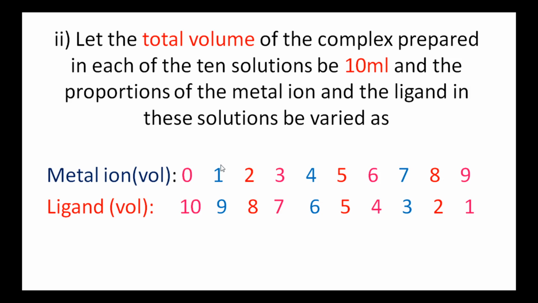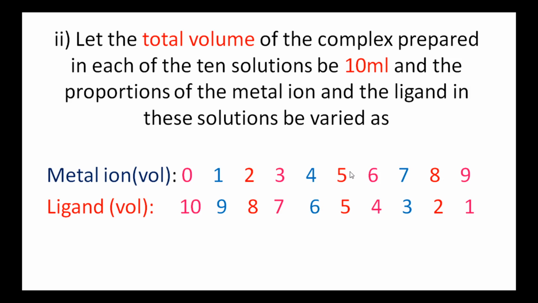This is the second solution in which metal ion is taken as 1 ml and ligand is taken as 9 ml. Totally these two become 10. In the third solution, metal ion is taken as 2 ml and ligand is taken as 8 ml, totally 10 ml. In the fourth solution, metal ion is 3 ml, ligand is 7 ml. In the fifth solution, metal ion 4 ml, ligand is 6 ml.